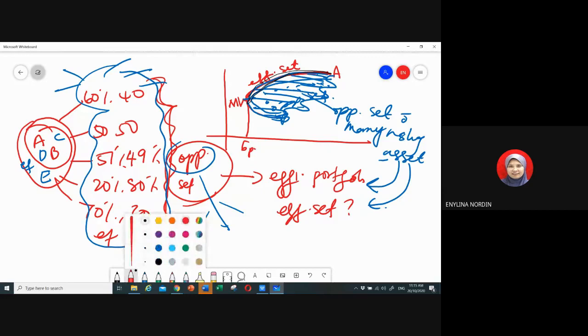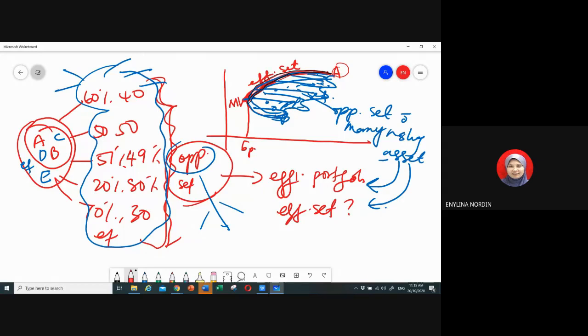Okay. Right, so it will be this one. Daripada MV sampai ke titik E. Okay, boleh? So that is about it. Efficient set, opportunity set and so on.